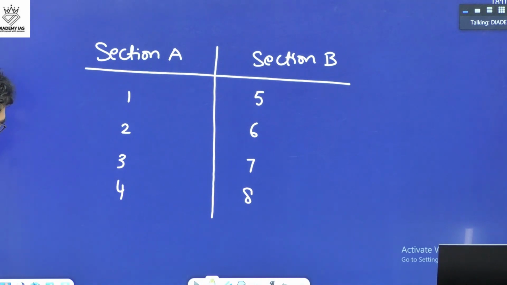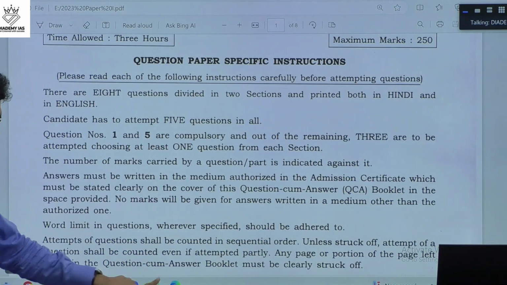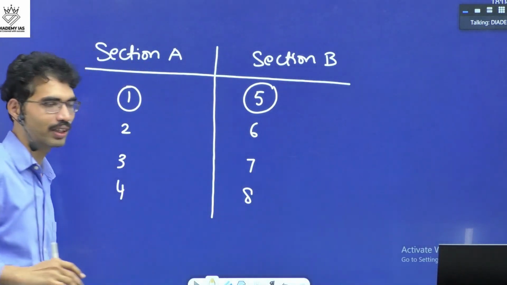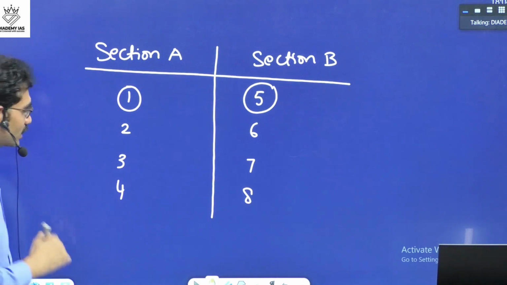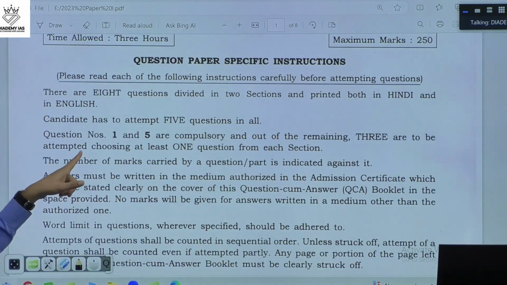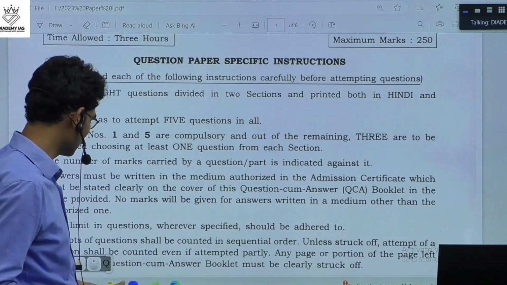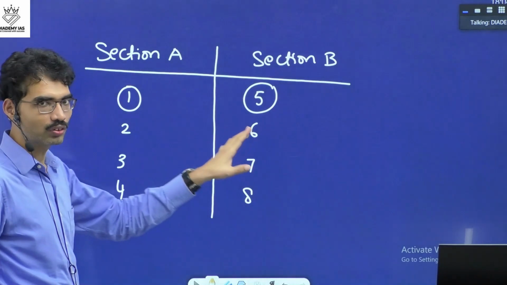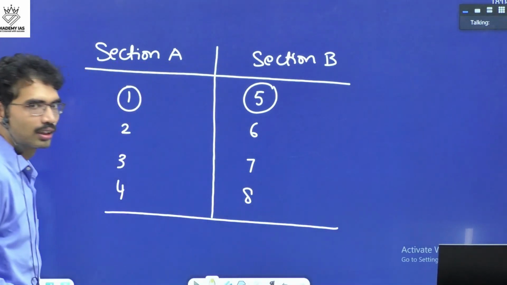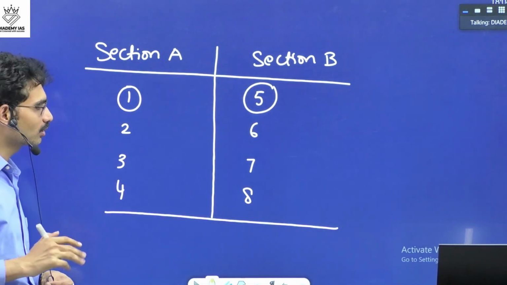And it is saying that question numbers 1 and 5 are compulsory. You have to definitely write questions 1 and 5. You cannot miss them. This is the first instruction. Next one, 3 are to be attempted, choosing at least 1 question from each section. In total you have to write 5, and out of 5, already 2 questions are compulsory. Now you have to write 3 more.